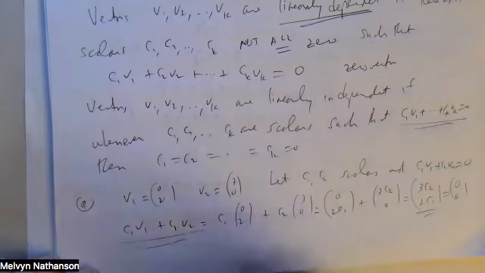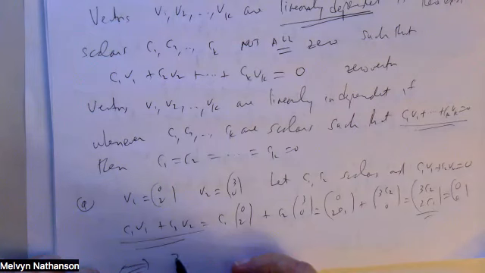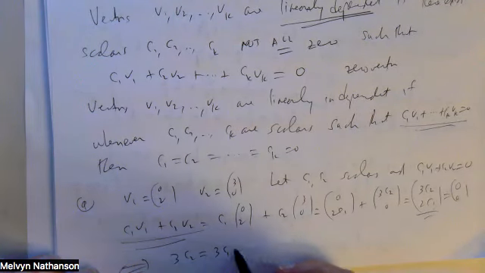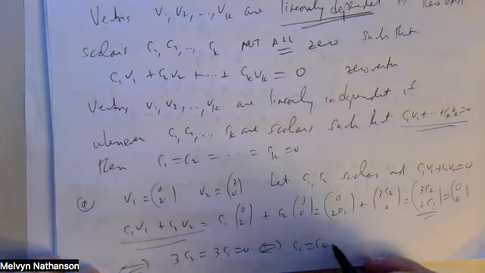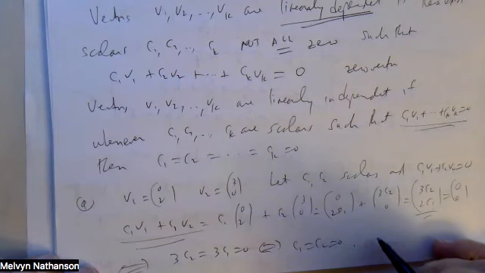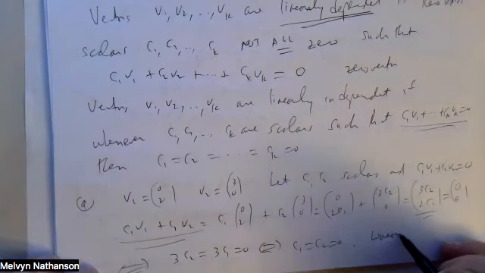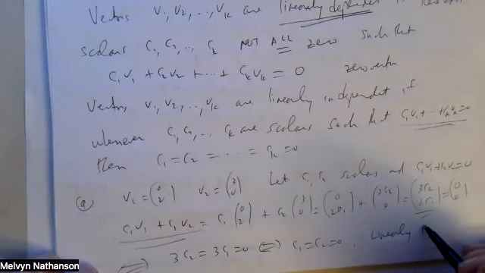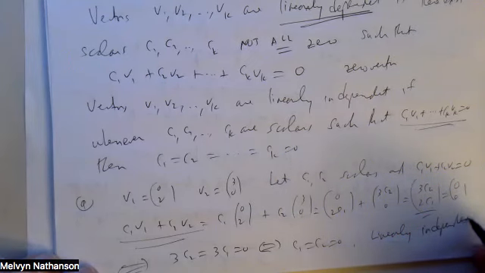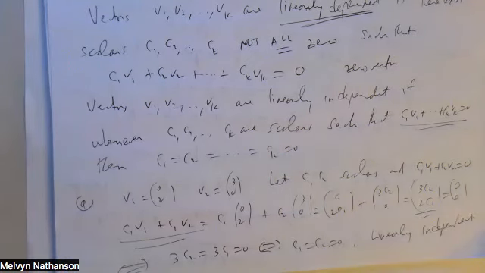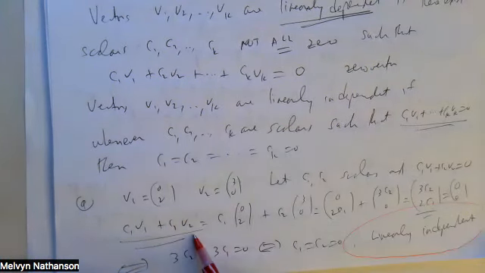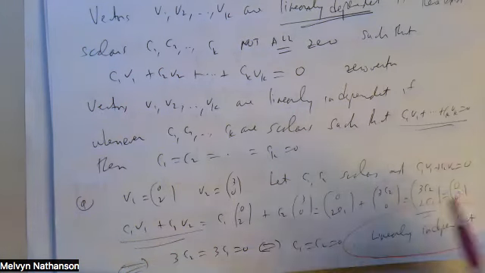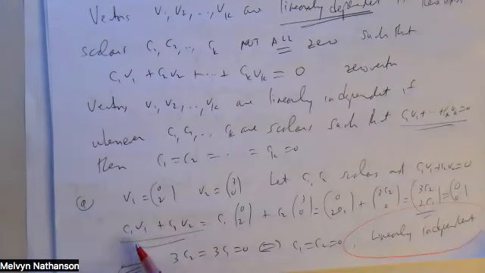And that's equal to the 0 vector if and only if 3C2 and 2C1 are both equal to 0, which happens if and only if C1 and C2 equal 0. So therefore, these vectors are linearly independent. The only linear combination of the vectors that gives you the 0 vector is the trivial linear combination when both scalars are 0.